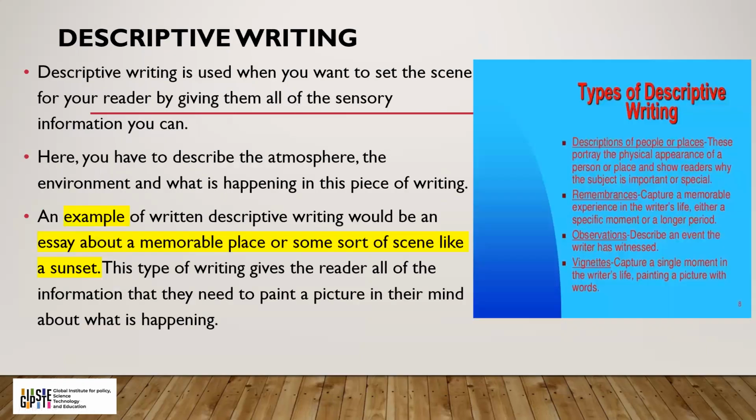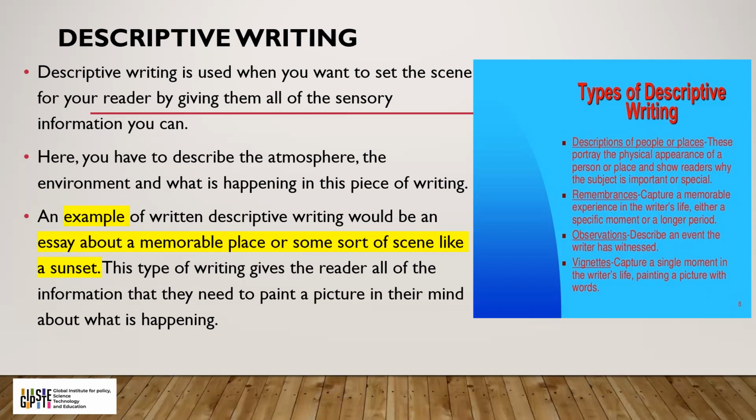When you talk about descriptive writing, it is used when you want to set a scene for your reader by giving them all the sensory information you can. So here you have to describe the atmosphere, the scene, the environment, and what is happening in this piece of writing. An example of this writing style may take into account an essay about a memorable place or some sort of scene like a sunset.